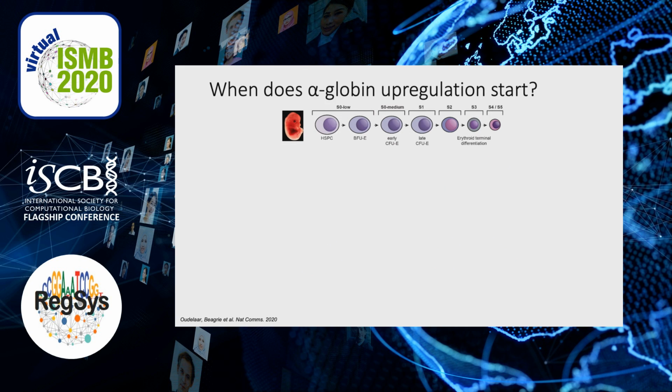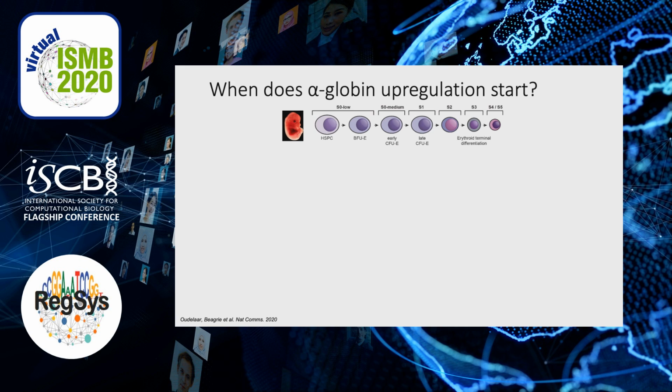So we wanted to look at this in vivo in primary cells, and we used alpha globin, which is a really important erythroid gene, in mouse fetal liver cells. We divide the population of fetal liver cells into several different populations. S0 low is the earliest, then S0 medium, then S1, S2, S3, and S4, S5.